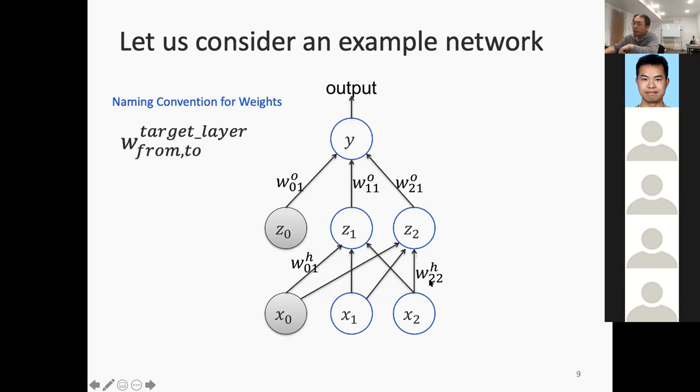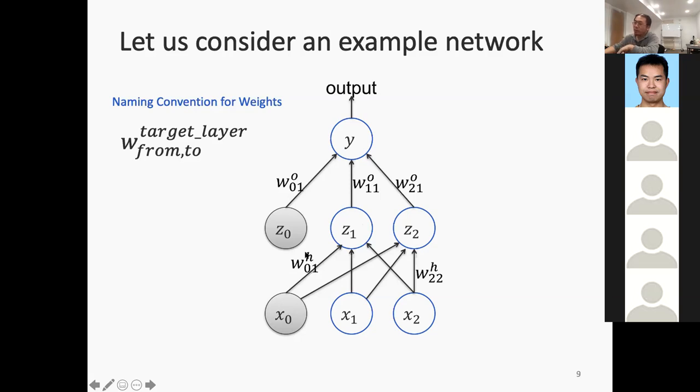Similarly, we can take a look at this one. The subscript indicates where the from node and the to node are. This associated edge connects neuron 0 from the input layer to neuron 1 in the hidden layer. So the subscript is 0, 1.